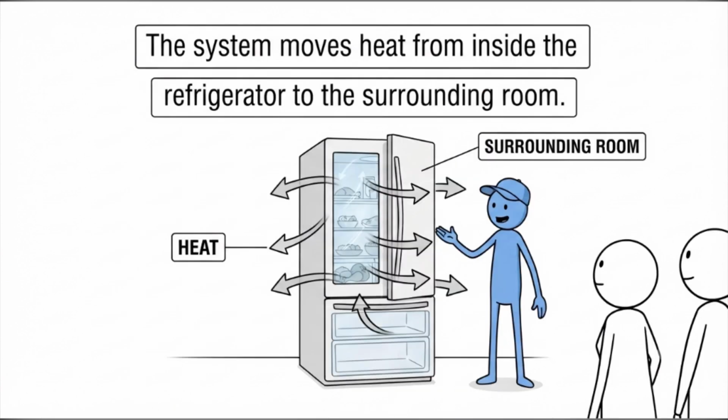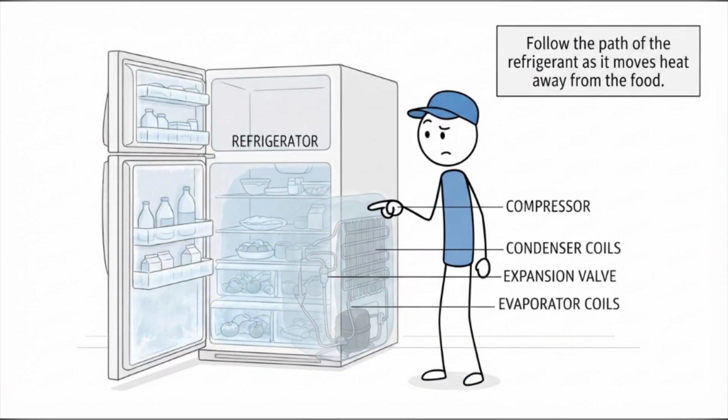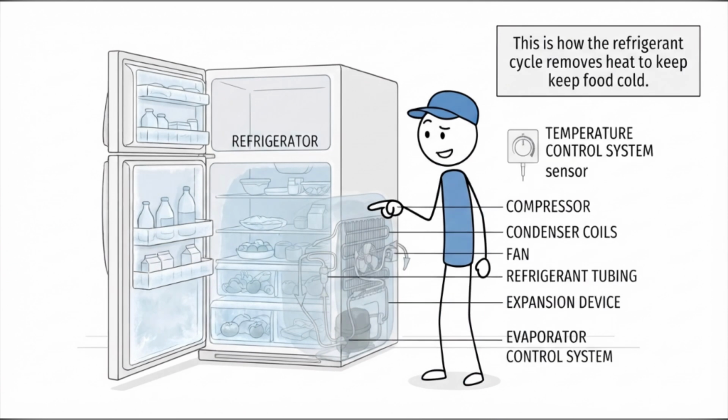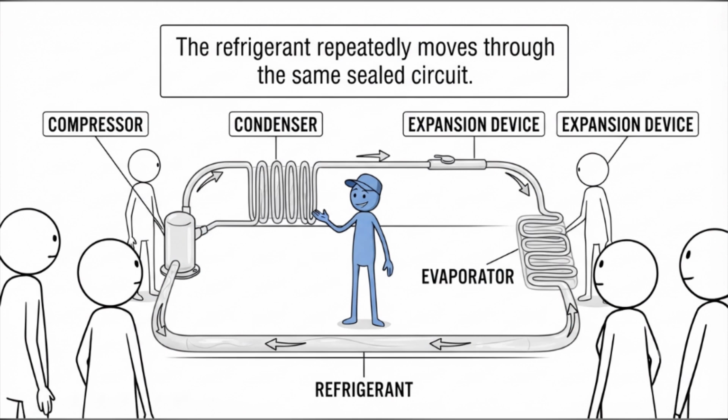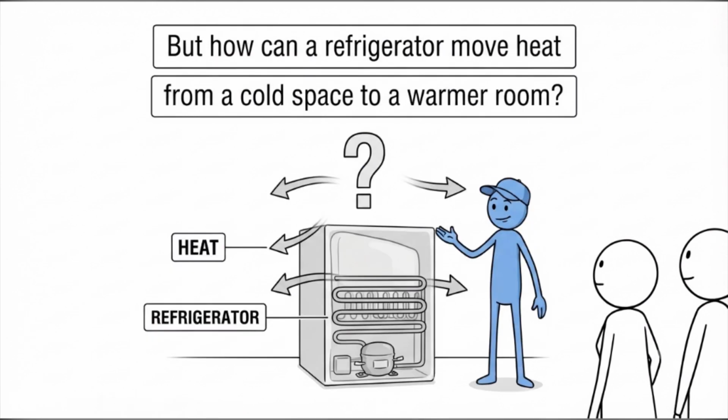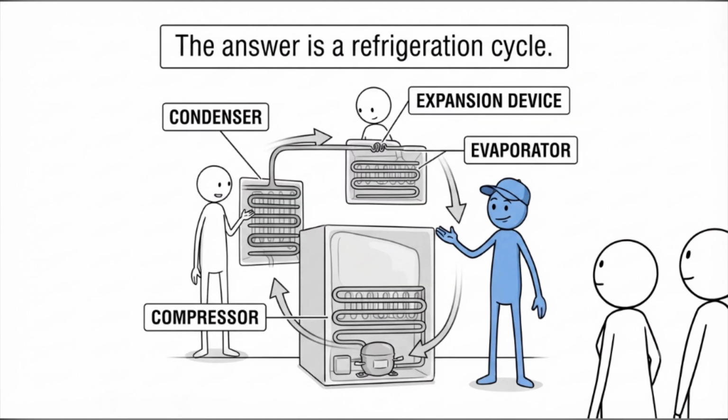To understand how this happens, we need to look inside the refrigerator. A typical refrigerator contains several important components. These include the compressor, condenser, expansion device, evaporator, refrigerant, fan, thermostat or temperature control system, and electrical control components. Each part has a specific job, but they work together as one continuous system.